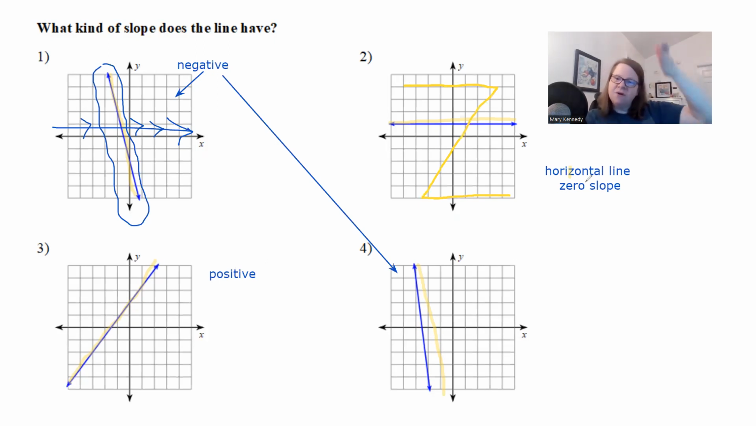Undefined. That's a vertical line. So anytime you see a vertical line on a graph, it is considered to be undefined. The slope is considered to be undefined. Let me be specific. Okay. All right. Those are the 4 types.